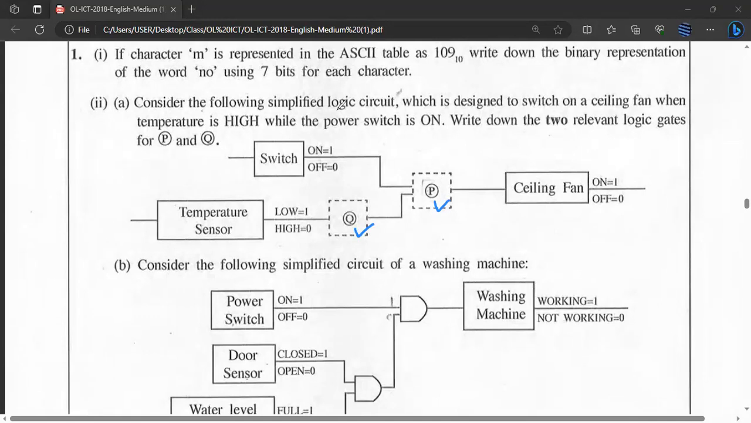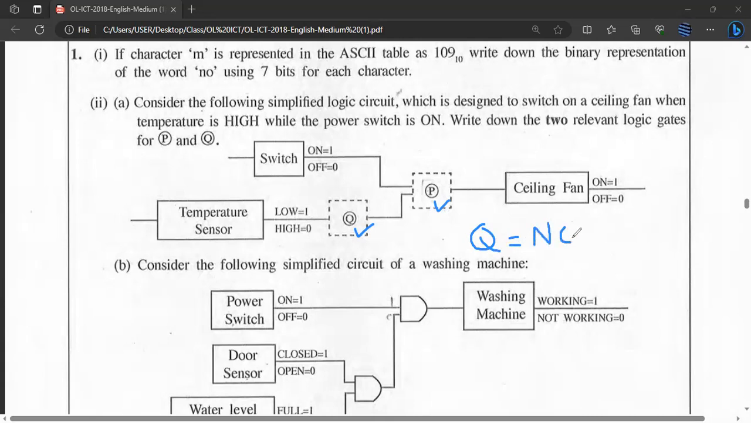And they are saying the circuit is designed to switch on a ceiling fan when temperature is high while the power switch is on. Both the conditions must be satisfied, guys. The switch must be on and the temperature must be high in order for the ceiling fan to get switched on. Here high means they are saying 0, but high must become 1. Why? Because only then will the ceiling fan get switched on. So for Q you need to use a NOT gate.